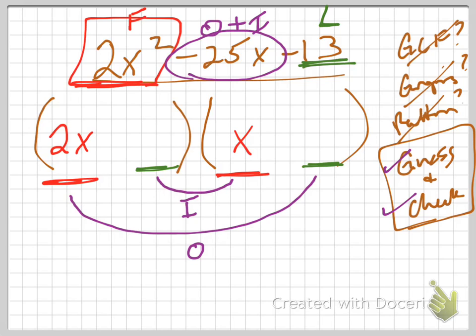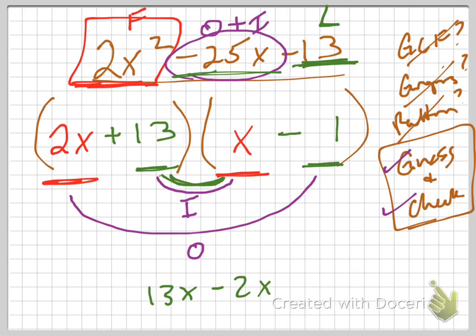And now here's where the guessing and checking comes in. How can I break up 13? It's actually negative 13. How can I break up negative 13? I can break it up as positive 13 and negative 1. So I'm going to guess, and now I'm going to check. What's this inside right here? 13x. And what's this outside? Negative 2x. 13x minus 2x. Does that give me my negative 25x? No, it doesn't. So guess something else.